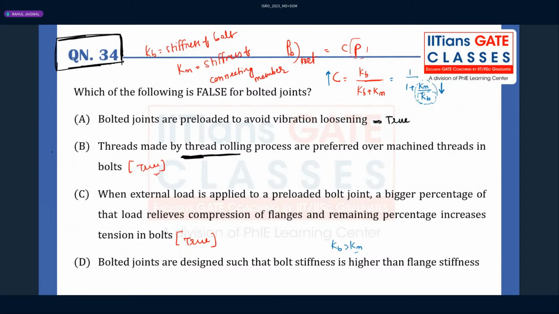When the C value is higher, the bolt will be subjected to a larger value of stress, and we don't want that to happen. So generally bolted joints are designed in such a way that the Kb value should be less than Km. In such a case, Km by Kb will be higher, the ratio will be more than 1, and C will be lesser. Understanding my point? All of you are understanding or not? So statement D is what? Very, very false statement, and that is the correct option for this question. Bolted joints are designed such that the bolt stiffness should be lower than the flange stiffness. Flange means the connected member, whatever the connecting members are there.